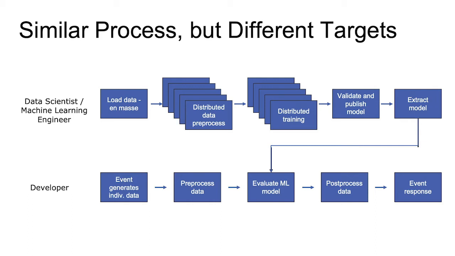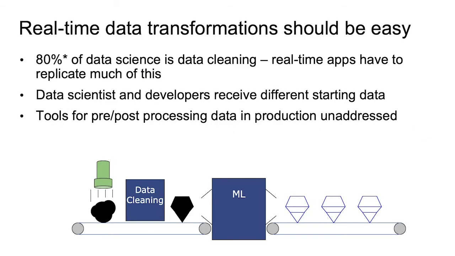So having the distributed process come over to the developer's pre-processing, you need to have some sort of tooling in between. Because, as everyone has said, 80% of data science is data cleaning. And when you deploy it to real-time apps, most of this has to be replicated, often in its own code or trying to find libraries that act the same way as your Python or R libraries. And this becomes even more complicated because they do have different starting data.